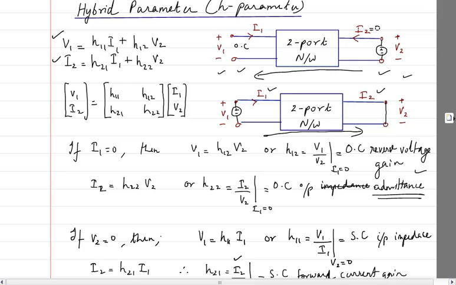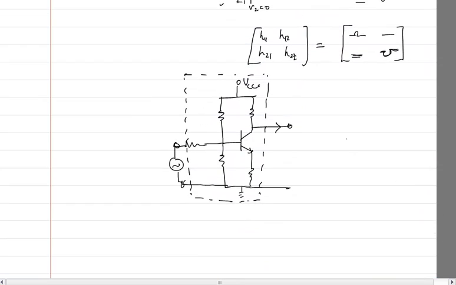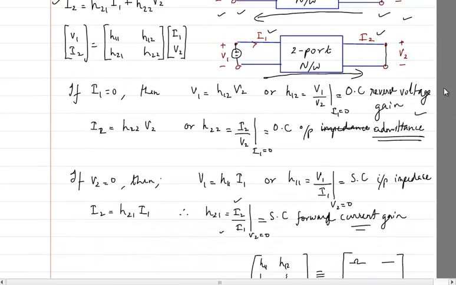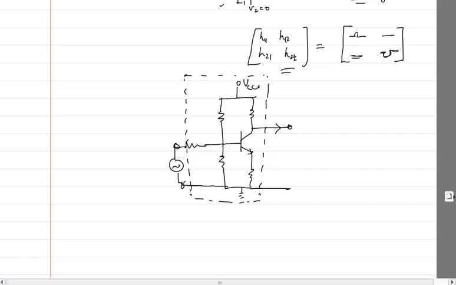That's why in transistor circuits you will find that mostly the hybrid parameters are used. Anyway, that is not a point for our subject or our course right now, so we will leave it here, and then we will look at the condition for reciprocity as well as symmetry.